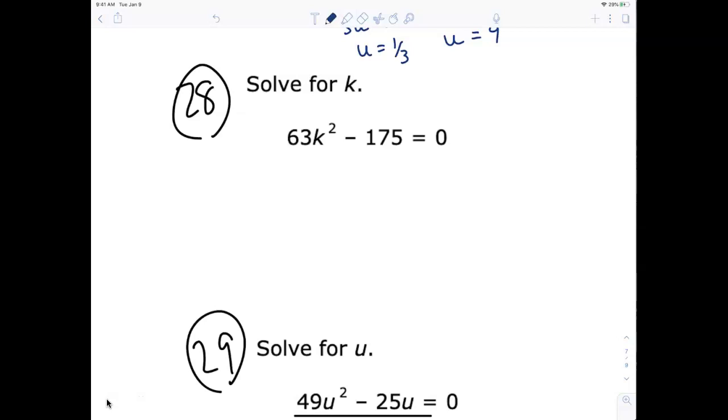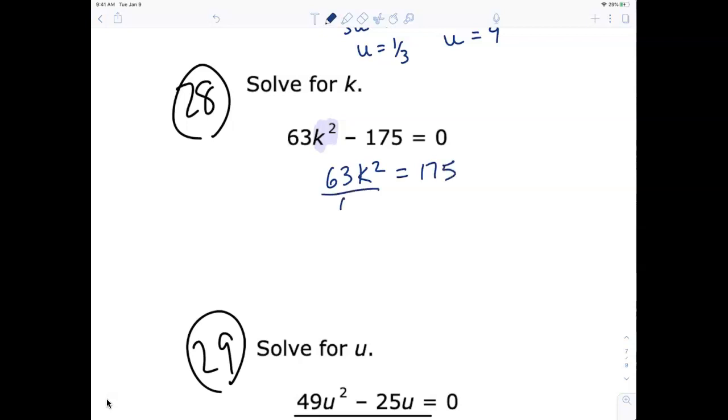Now I'm back to 28. Notice that there is no middle term here. So again, I personally like to solve for k squared. Now again, the reason this is a little bit harder is because the numbers are a little bit bigger, but we'll work through that. So I'm going to add 175 to both sides.